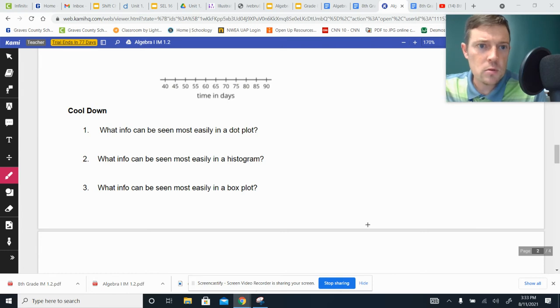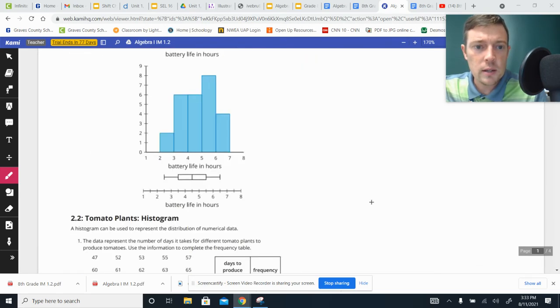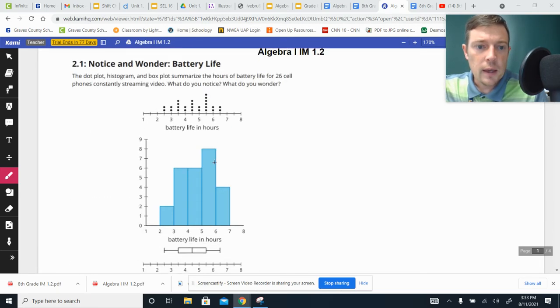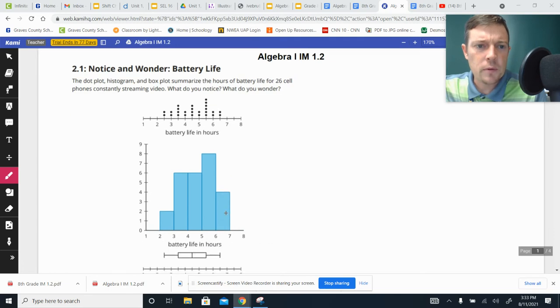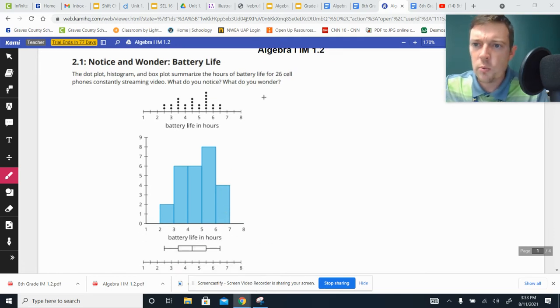This is 1.2. And the three questions were, what info can you see most easily in the three different types of graphs that we talked about? So instead of me writing my answers down here, I'm actually going to go look at some and talk about them as I look at them. I'm going to look at the battery life one from the warm-up problem and just go through the things that I think are easy to find and easy to see per one, starting with a dot plot.